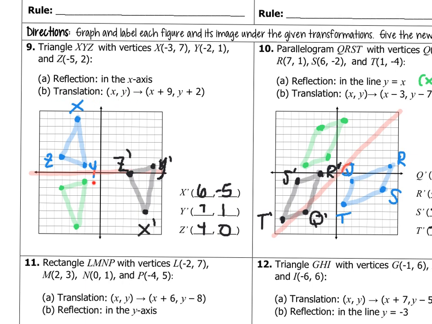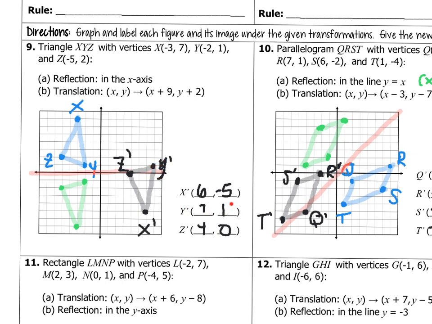So I translate this green triangle. I'm going to translate it 9 units to the right and 2 units up. So I pick one of my points, my Y point, and I'm going to go 1, 2, 3, 4, 5, 6, 7, 8, 9, and then 2 units up, 1, 2, and then I'll plot that point. That's going to be now my new Y prime.